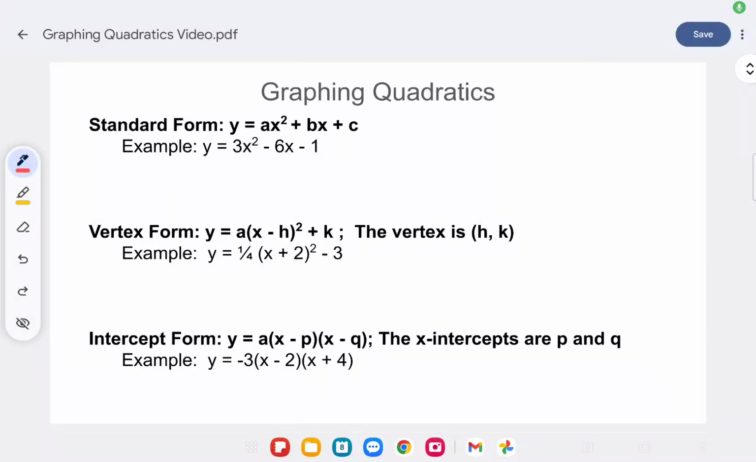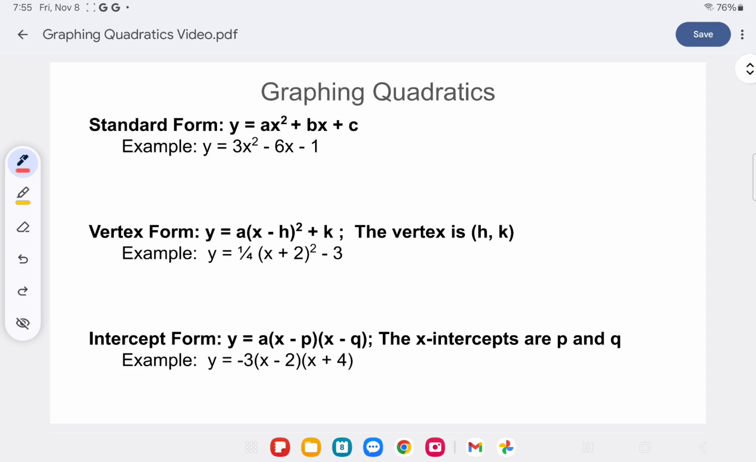In this video, we're going to review how to graph quadratics. But before we actually get to the graphing, let's talk about the three different ways we can write a quadratic equation. The first is in standard form, which is y equals ax squared plus bx plus c.